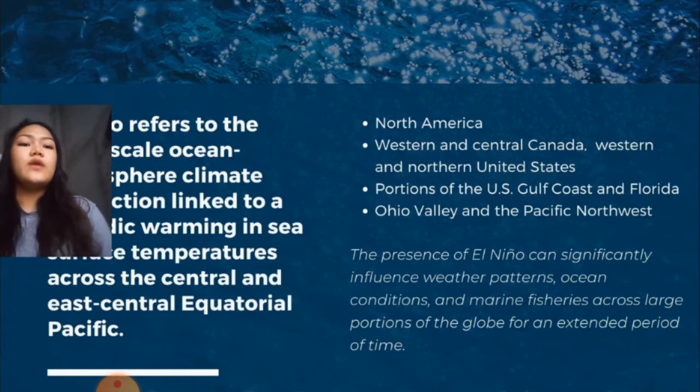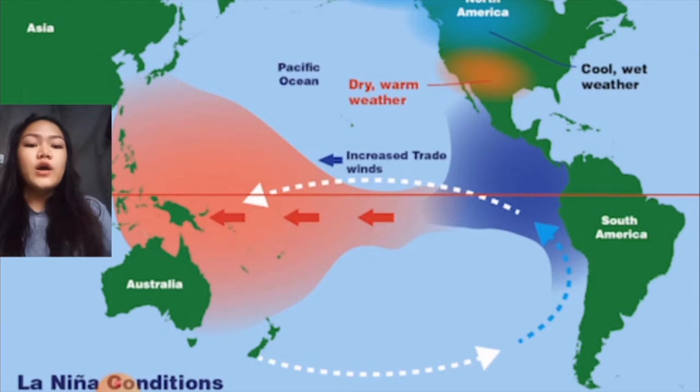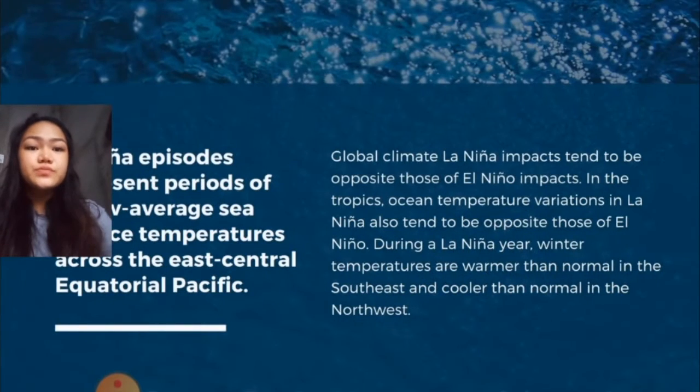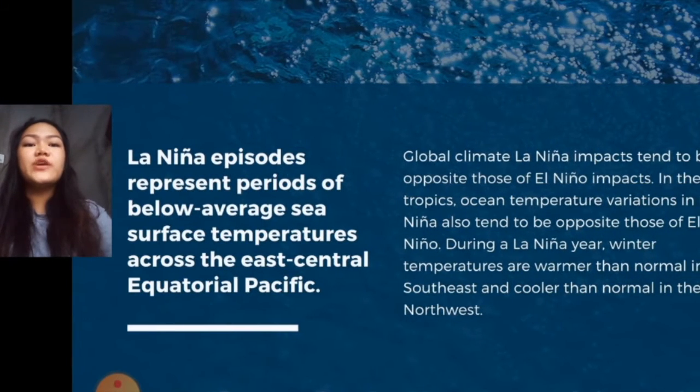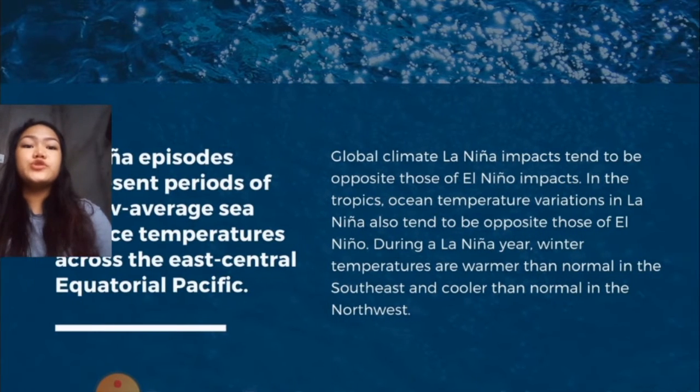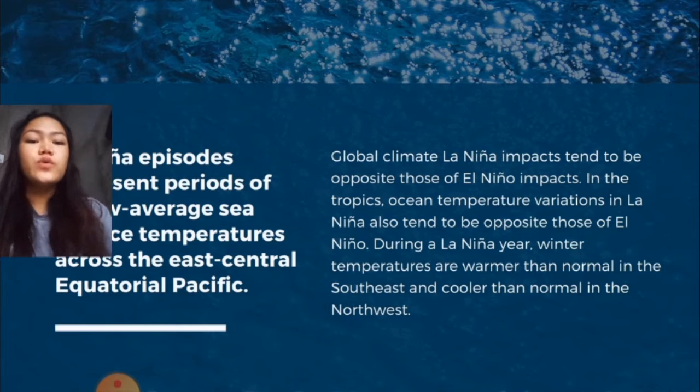So La Nina, on the other hand, in Spanish it means little girl. It is also sometimes called El Viejo or anti-El Nino or simply a cold event. So La Nina episodes represent periods of below average sea surface temperatures across the east central equatorial Pacific.